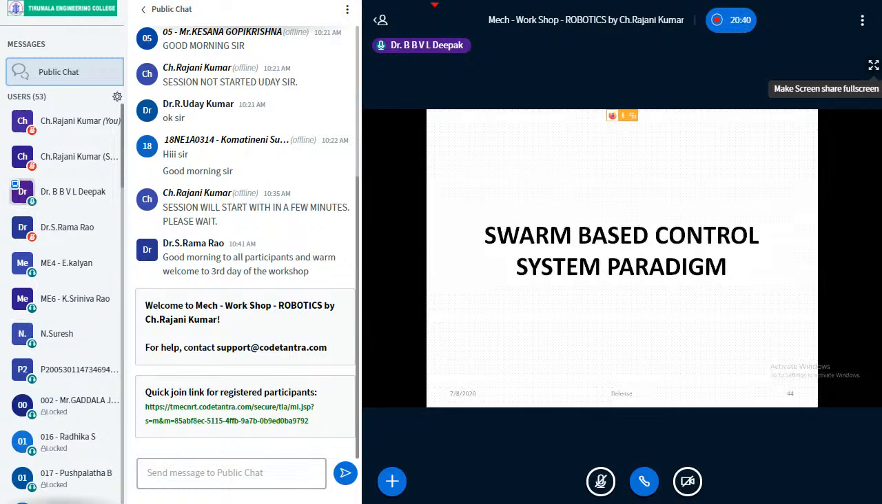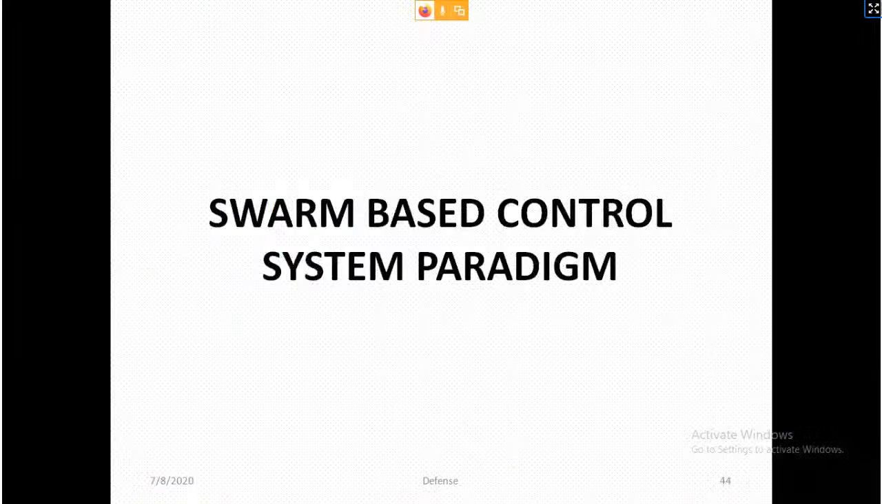Okay, so these are the three approaches: biologically inspired approaches, the second one is social behavior based approaches, and the third one is rule-based approaches. Now I'm giving the specific types, the approaches in each category.